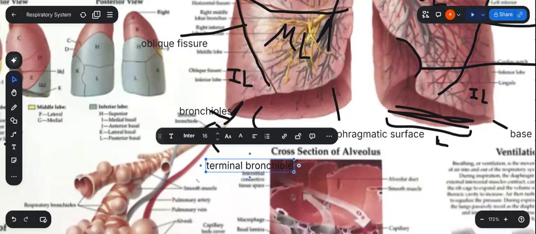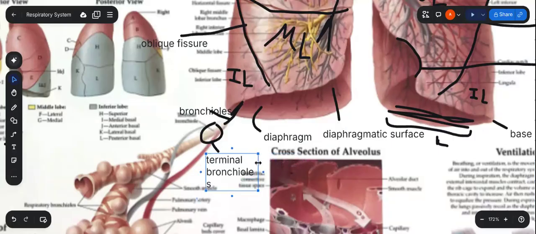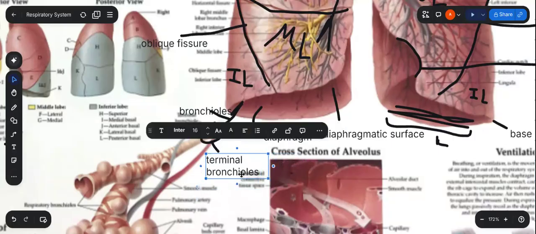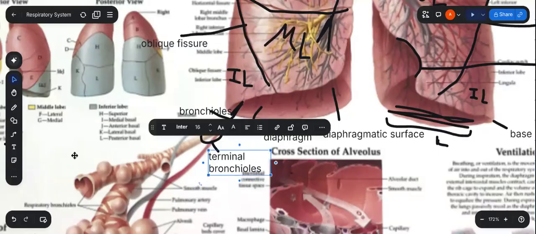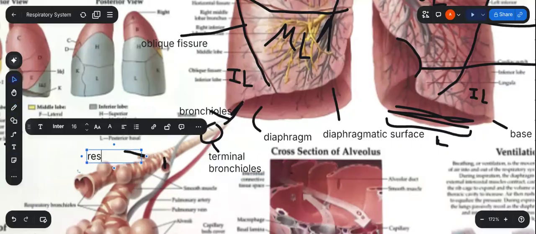Terminal bronchioles. Afterwards, you have the respiratory bronchioles. So the respiratory bronchioles are going to be very important for transporting that air to the alveoli. So like this projection over here and then this projection over there, those would both be considered respiratory bronchioles.